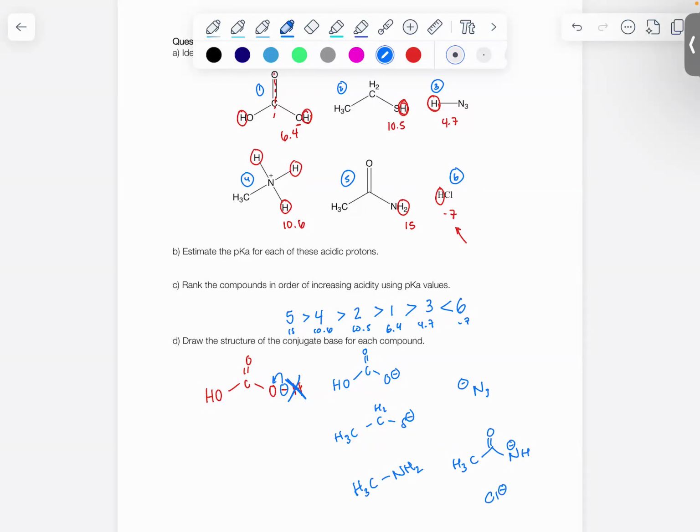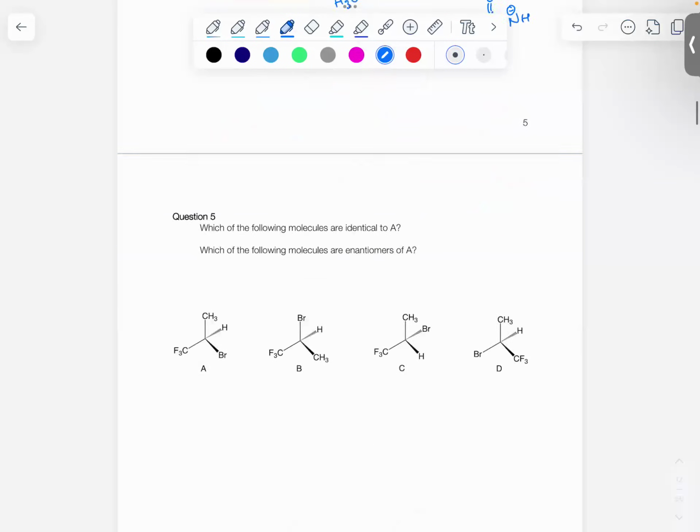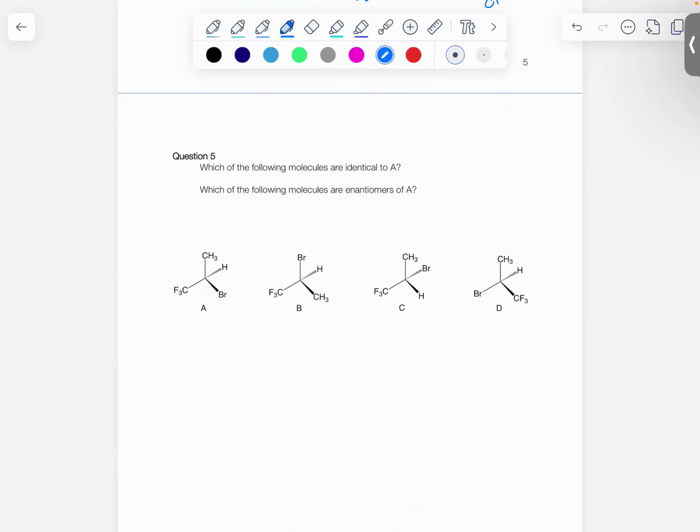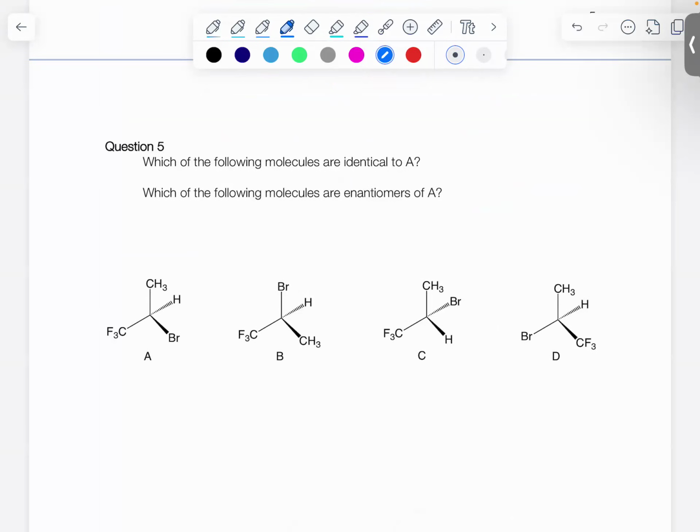And so those are our conjugate base structures for this. So question 5 is looking at which of the molecules are identical versus enantiomers. And Dr. Begley has said this, and I would like to also encourage you guys that really the best answer to these kinds of questions is to make models so that you can see it in 3D. Now, if you were to do that, you would find that none of these molecules are identical to A.